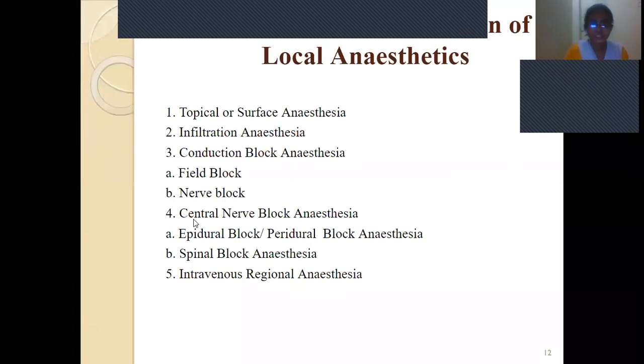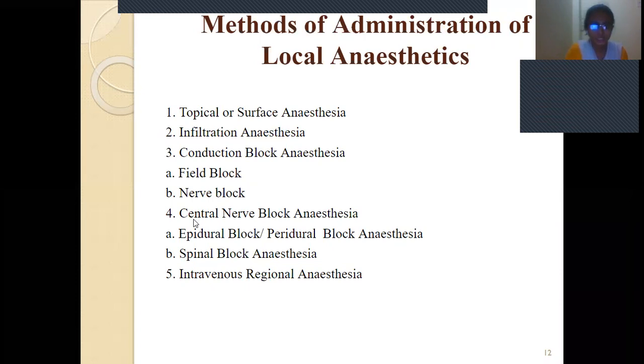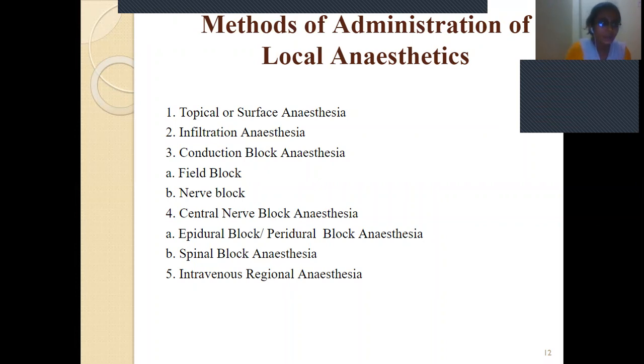Next one is central nerve block anesthesia. There are two types, epidural block and spinal block anesthesia. This type of anesthesia is given to the spinal cord. The drugs we use are based upon the duration of action, how long we want the drug to act. The spinal cord and spinal nerve roots will be affected.